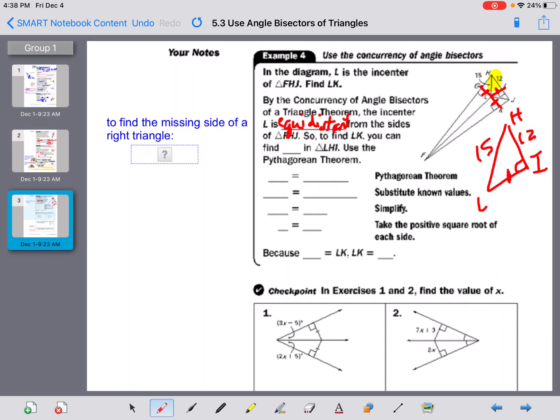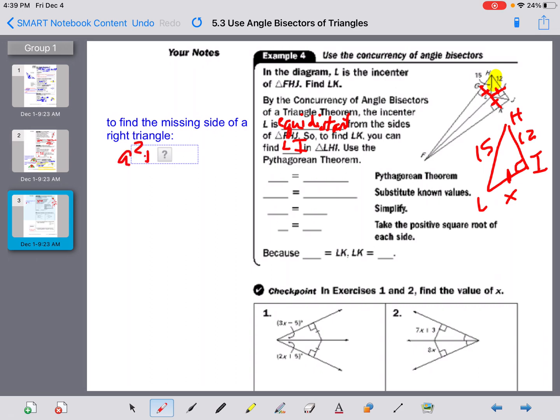Okay, so our job is, let's find LK, or LI, and then we can replace it with LK. So we're going to find LI. This one right here. Maybe it's been a while, but do you remember how I find the missing side of a right triangle? My notes didn't show up as I wanted them to over here in the margin, so you can't even see what I wanted here.